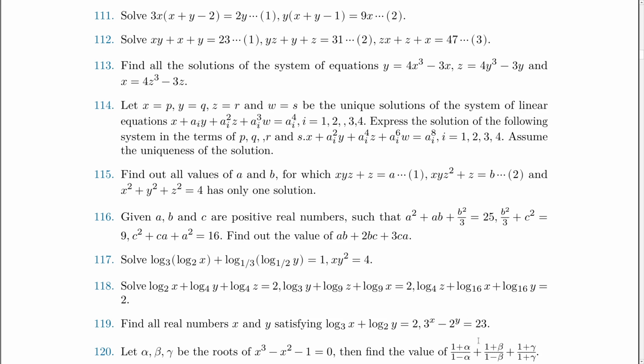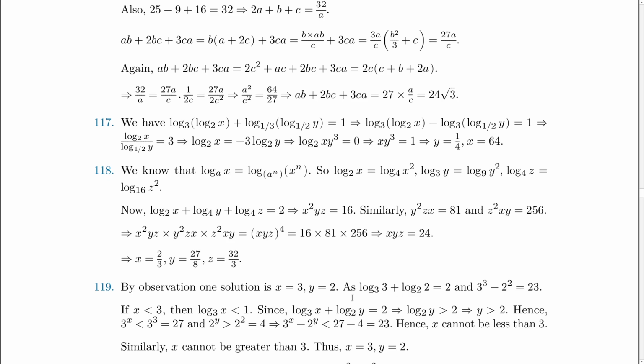So if you look at this, this is 2. If we put x is equal to 3 and y is equal to 2, it will be one solution for this equation. We put x is equal to 3, so this becomes 27 and this becomes 4, so 27 minus 4 would be 23. So clearly x is equal to 3 and y is equal to 2 is one of the solutions. Now let's see if we can find other solutions.